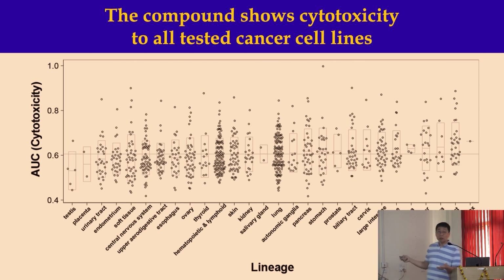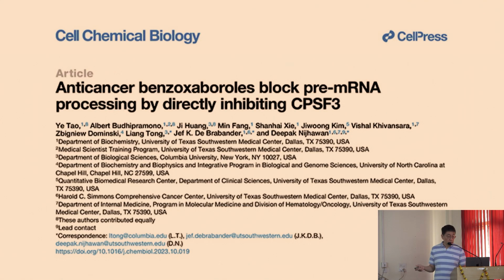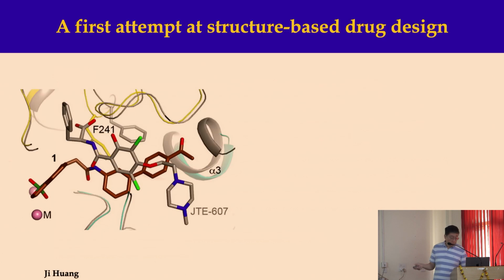In contrast to JTE607, which only kills AML and uterine sarcoma, because only those two cell lines have the carboxylesterase that can activate the compound, this one does not need to be activated, so it's active against a whole series of cancer cell lines. So this was published last year.